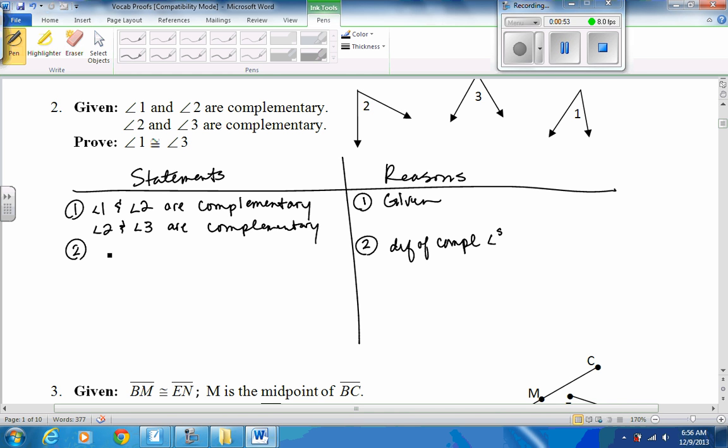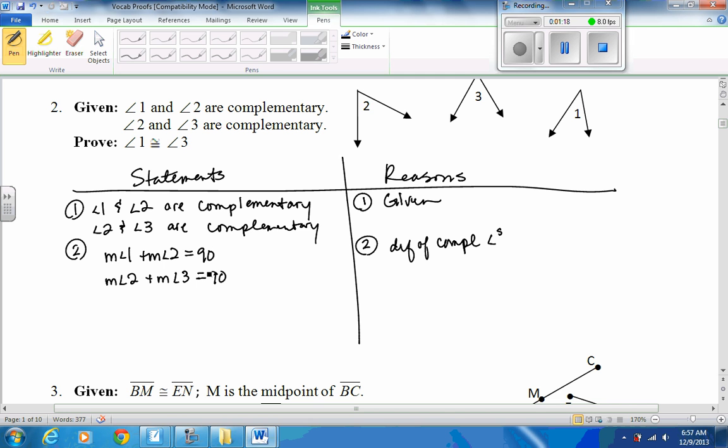Well, it says that the measures will add up to 90. So in this case, if 1 and 2 are complementary, well then measure of angle 1 plus measure of angle 2 will equal 90. If 2 and 3 are complementary, well then measure of angle 2 plus measure of angle 3 will also equal 90. And you can actually say that in the same step because we're using the same reason.